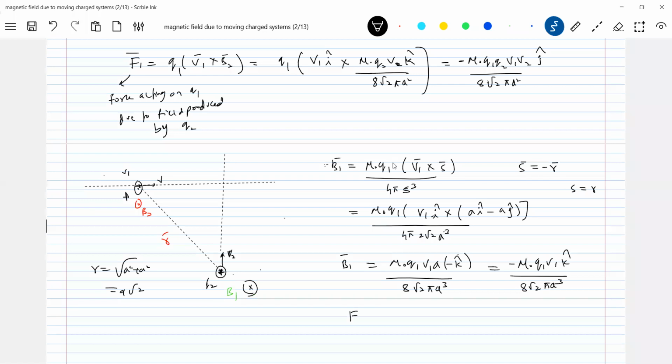Let's calculate now F2, force acting on second charged particle. F2 should be equal to Q2 V2 bar cross B1 bar. So minus K cap B bar. So it should be like a I cross K. So will plus J will I get it, no?